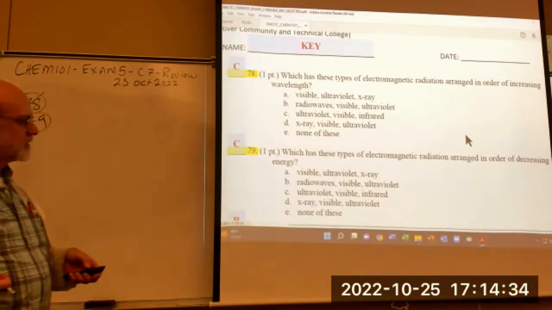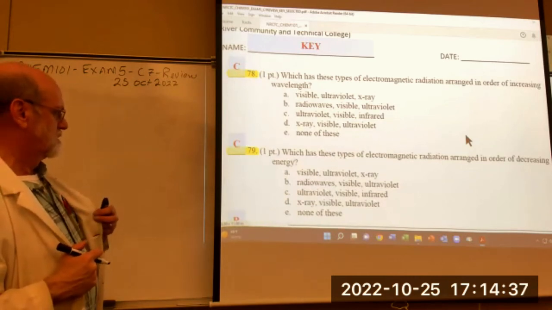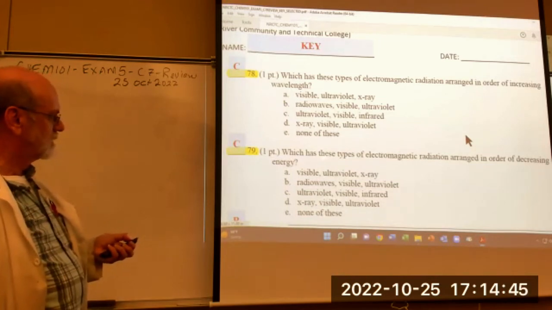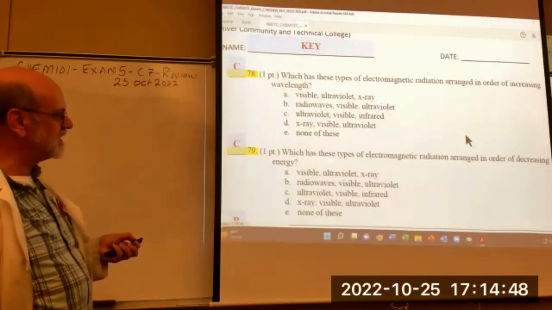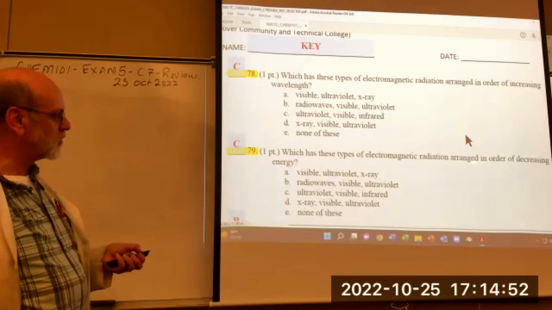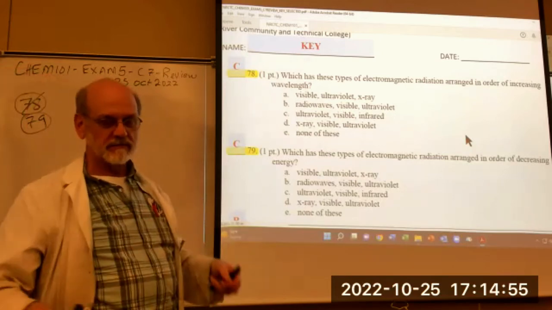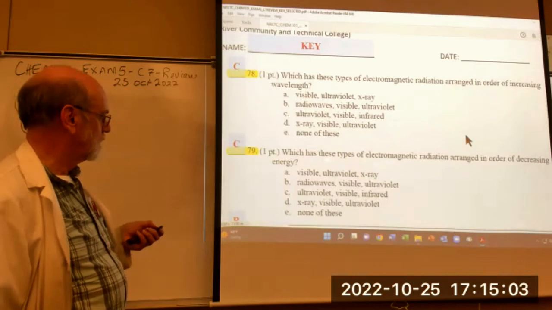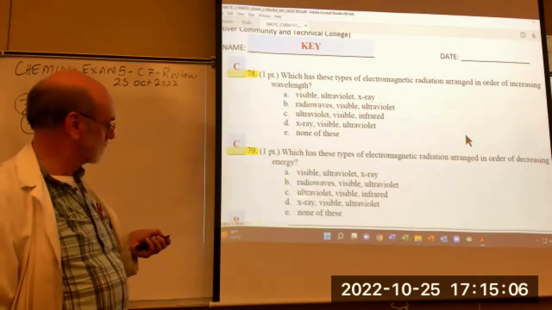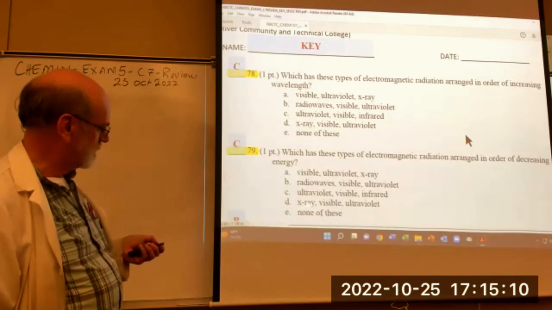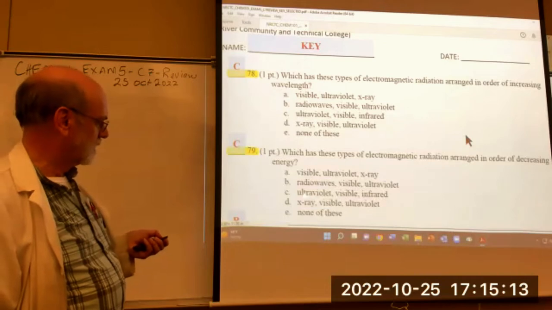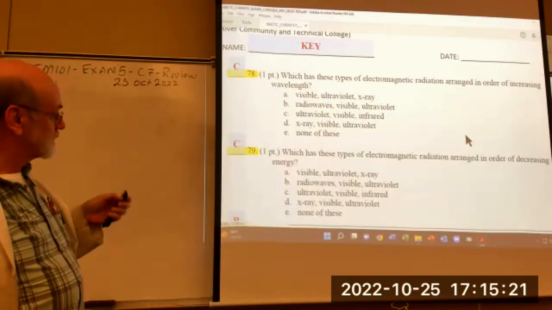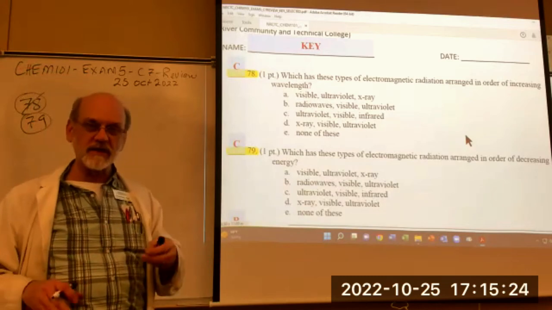79. Which of these types? Yeah, that's a typographical error. Which one of these has these types of electromagnetic radiation in order of decreasing energy? So now this one goes straight to energy. It doesn't talk about frequency or wavelength. We look at the most energetic and then down to the least energetic in order. The most energetic here is X-rays, but visible and ultraviolet are out of order. Ultraviolet, visible, infrared should be right. So 78 and 79 are exactly the same question with different wording.